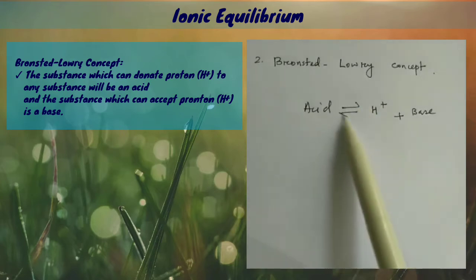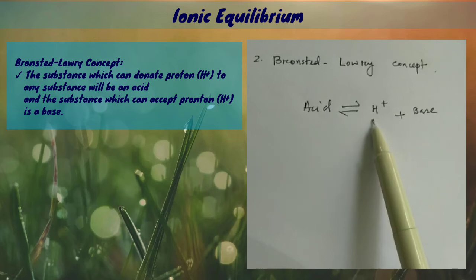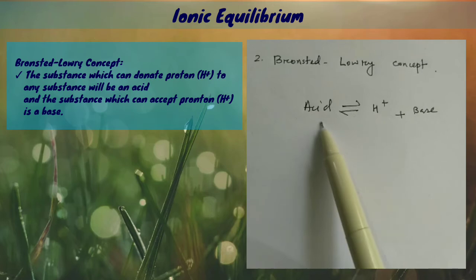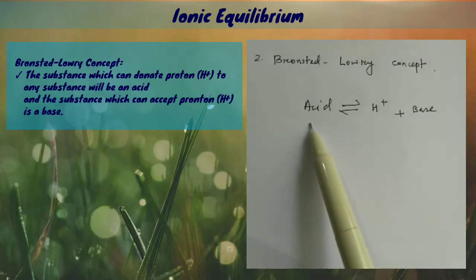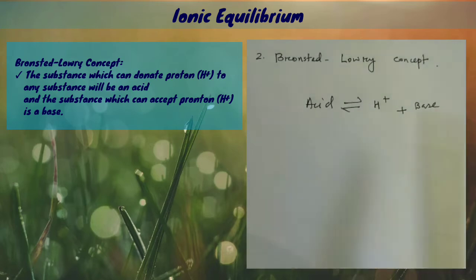So this is a reversible process, because this will again take that positive ion, that means the proton, and get back to the acid. So this is your acid, and this is known as the conjugate base of that acid. This conjugate acid and base concept comes from the Bronsted and Lowry concept.